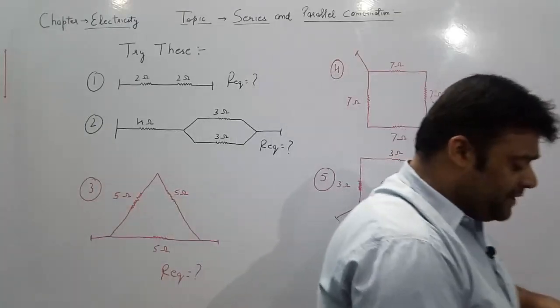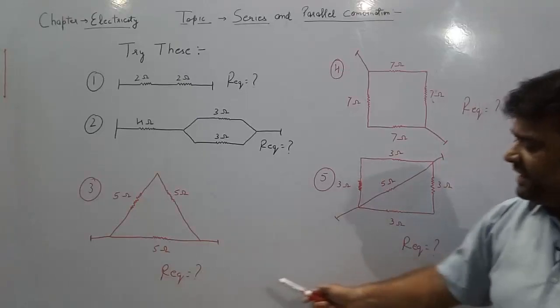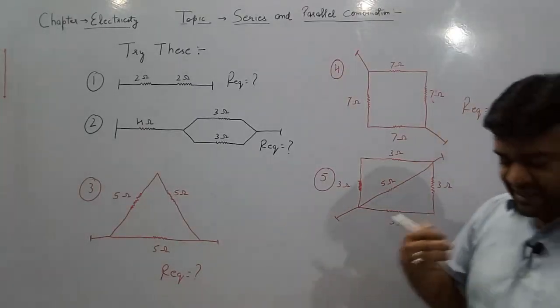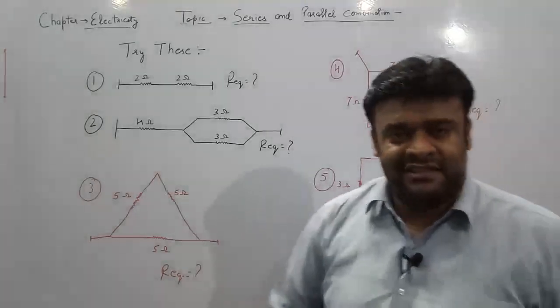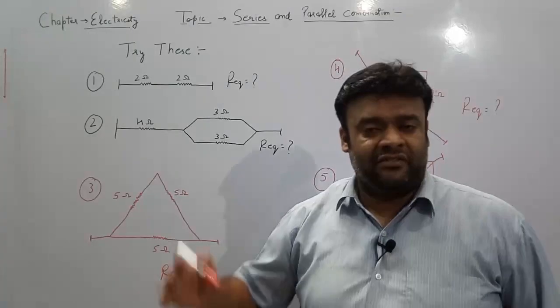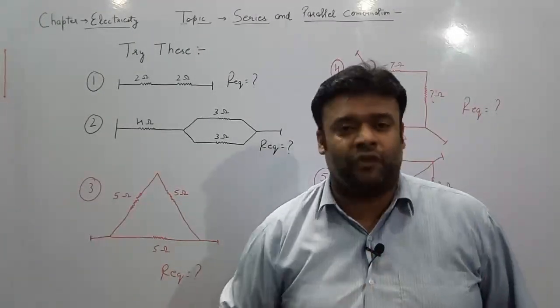So these 5 combinations of resistances are there. You have to try to find equivalent resistance for these 5 combinations, and then we'll try some more numericals in the next video. Revise the formula, try to do these questions of combinations and try to find the answer for series and parallel combination.